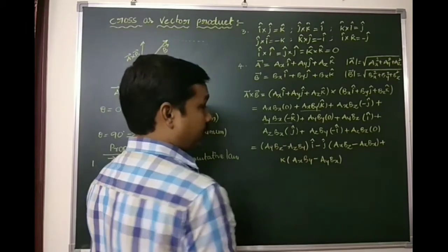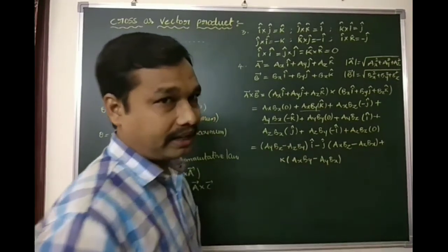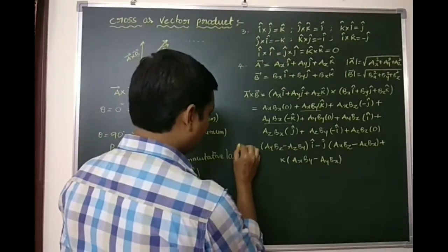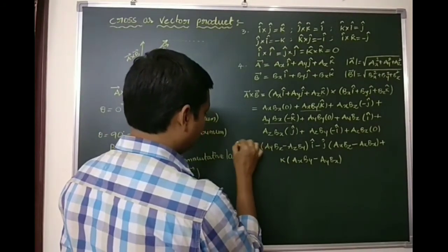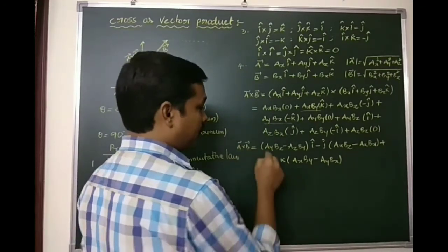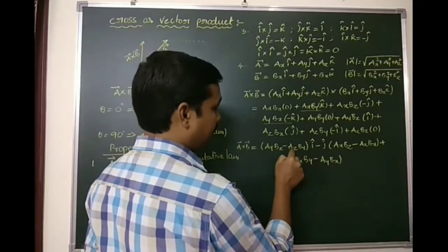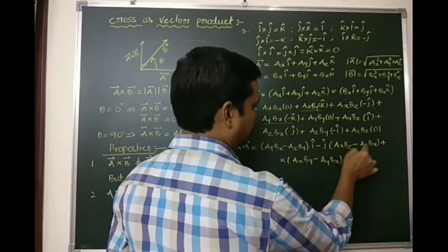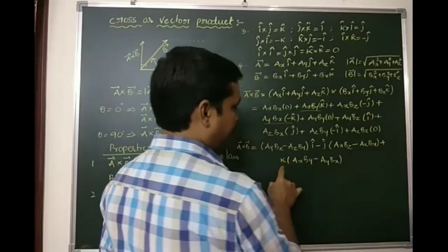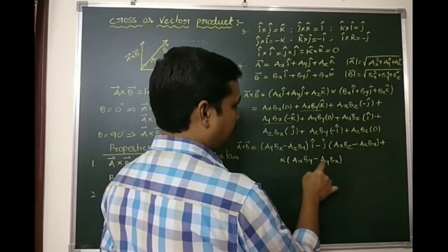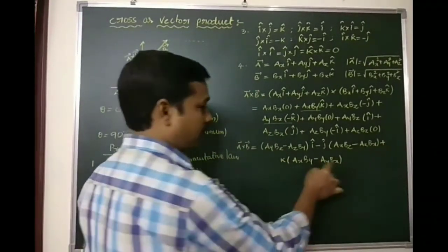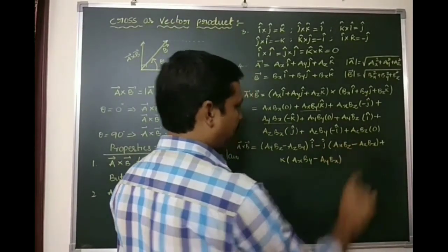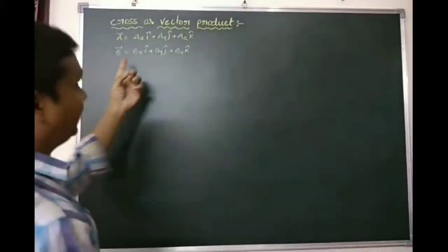While doing cross product we have a small idea, I'll explain you a very easy method. A cross B is equal to (Ay Bz minus Az By) into i cap minus j into (Ax Bz minus Az Bx) plus k into (Ax By minus Ay Bx). Or else you can take plus, here you can take minus term, no problem.